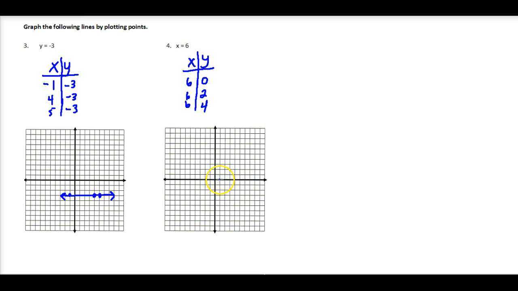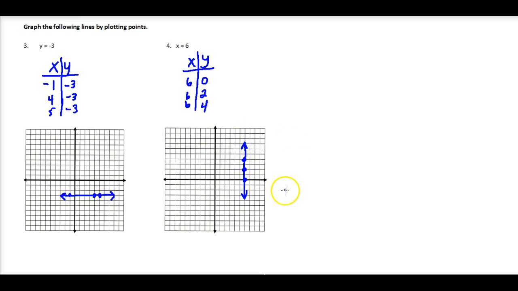So if we go here to try to find the point (6, 0), 1, 2, 3, 4, 5, 6. So this is the point (6, 0). If we move up 2 units, that's the point (6, 2). If we move up 2 more units, that's the point (6, 4). And as you see, the line that would go through all these points has to be vertical.